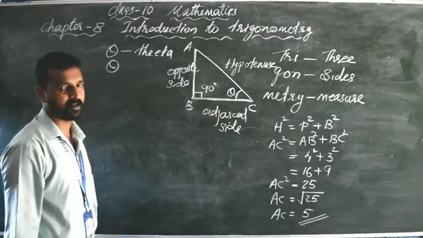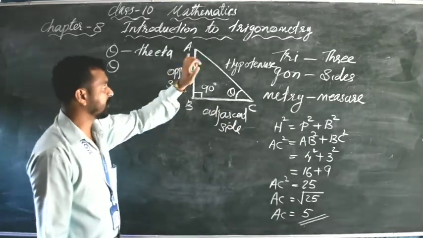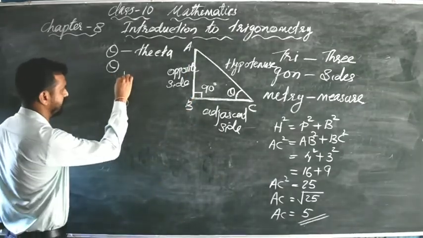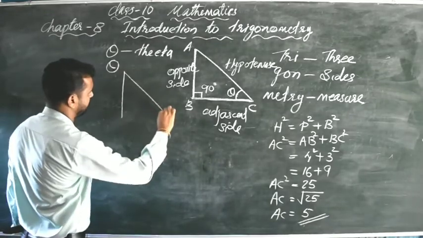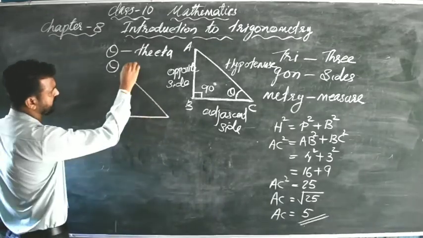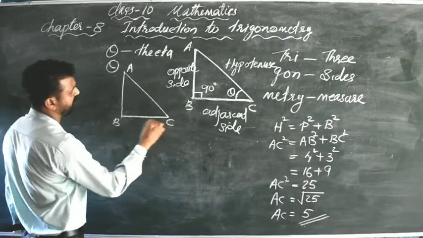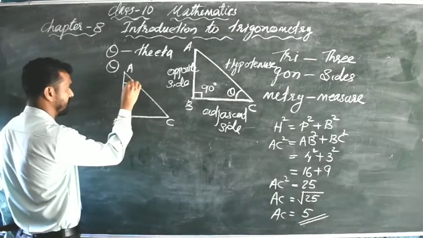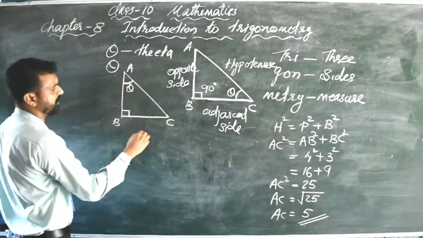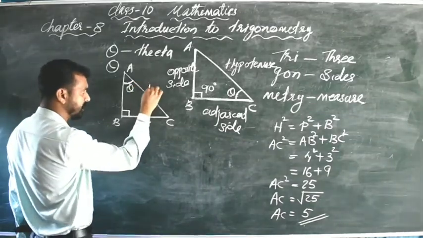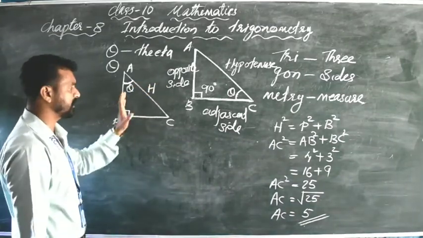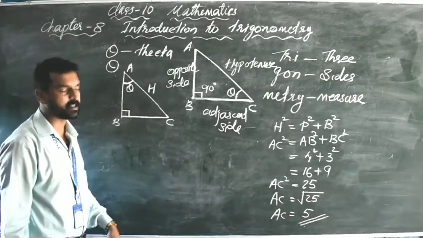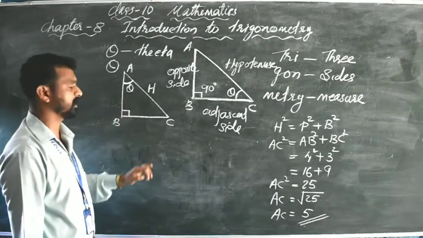Now remember, if we are considering angle A as theta, then in right triangle ABC, angle B is equal to 90 degrees, and angle A we have considered as theta. Hypotenuse, there is no change. AC is always the hypotenuse. But in this case, opposite side and adjacent side, there is a difference.